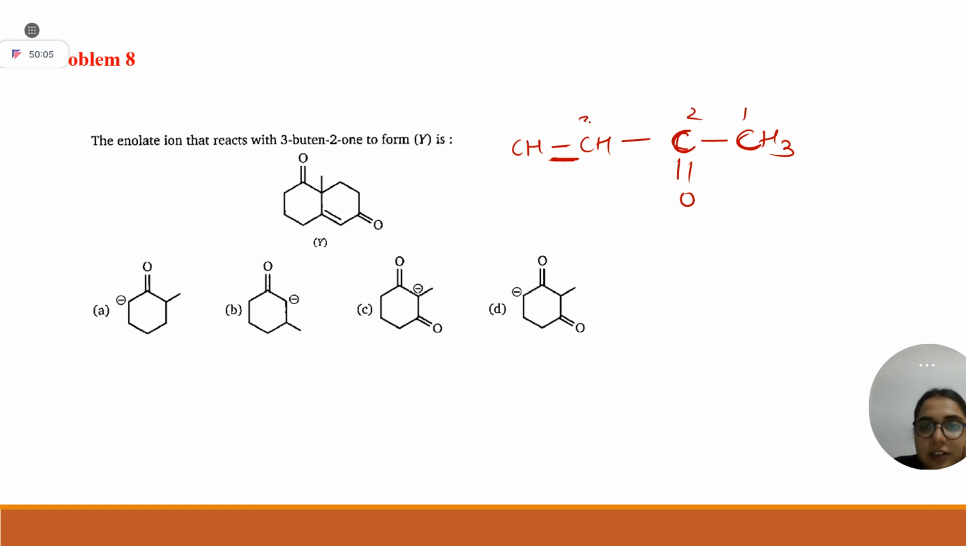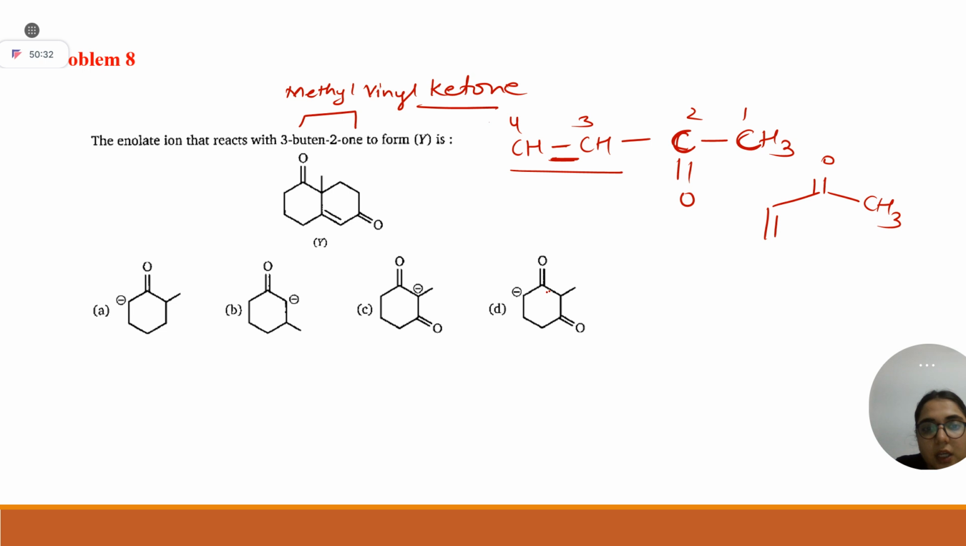1, 2, 3, 4. 3-buten-2-one. Clear, students? This 3-buten-2-one is also known as your what? Methyl vinyl ketone. Okay, good. Now they are saying in order to form this product, one way is you can go option by option. Other way, you can do retro here only. So let's go by option.